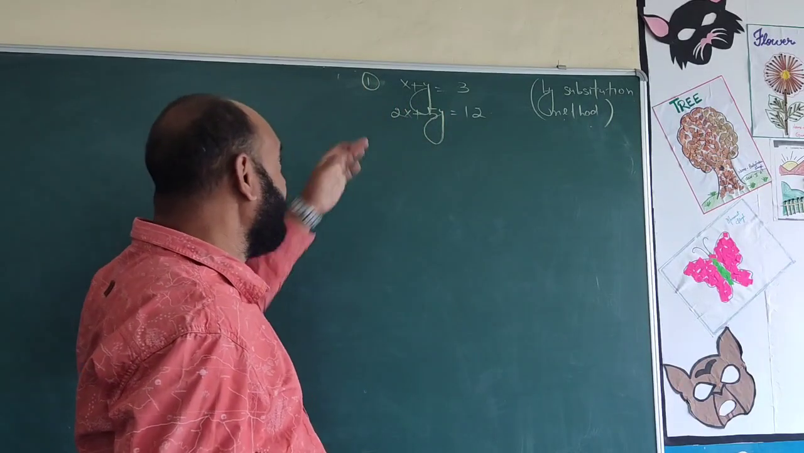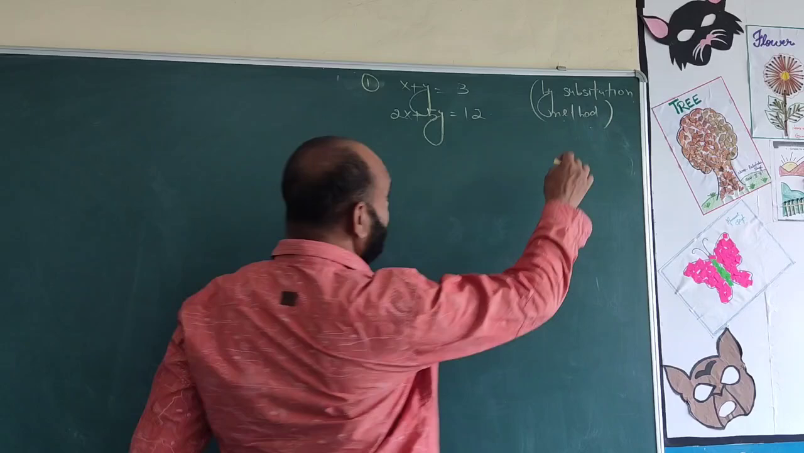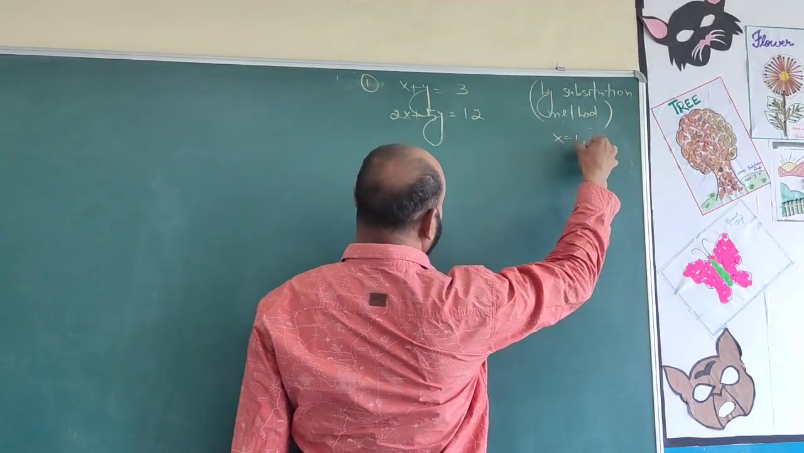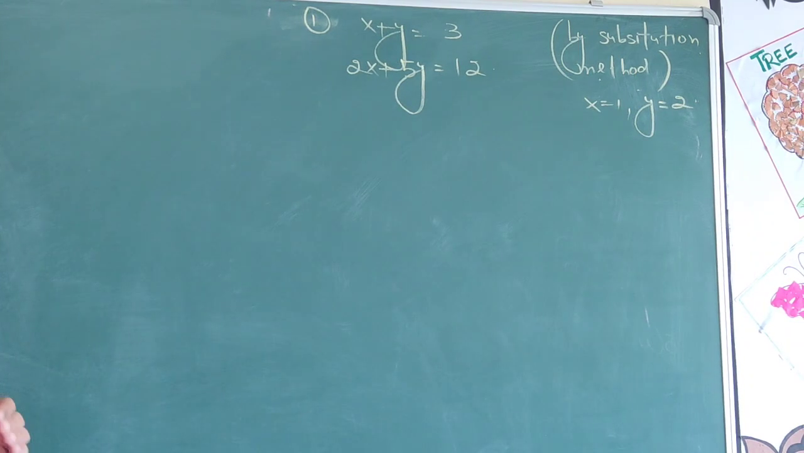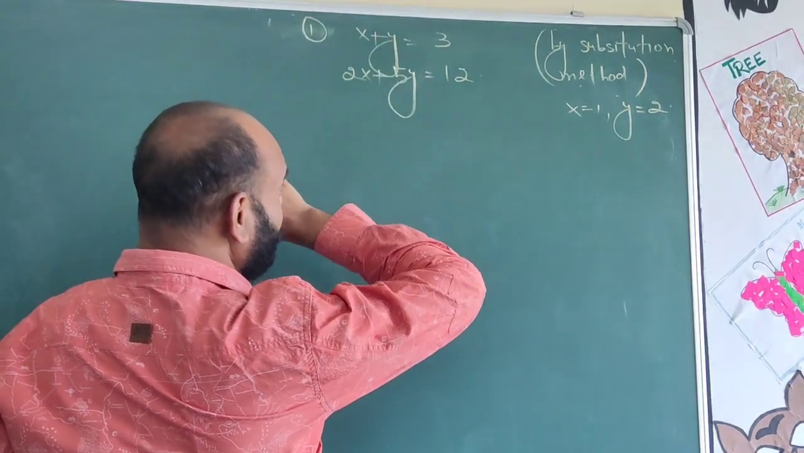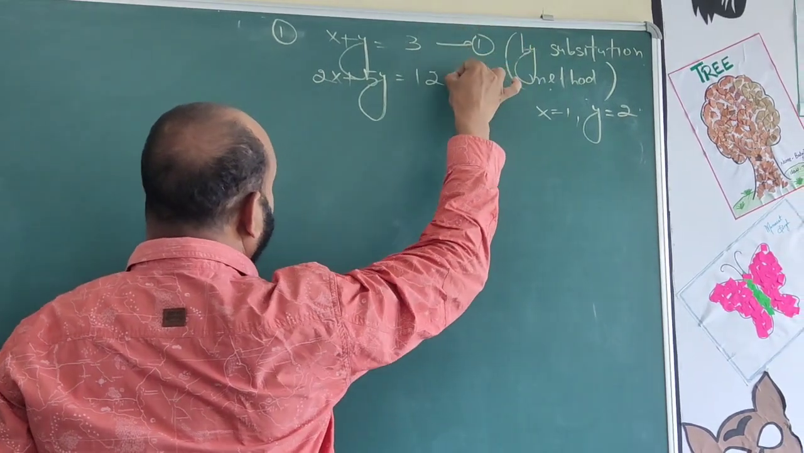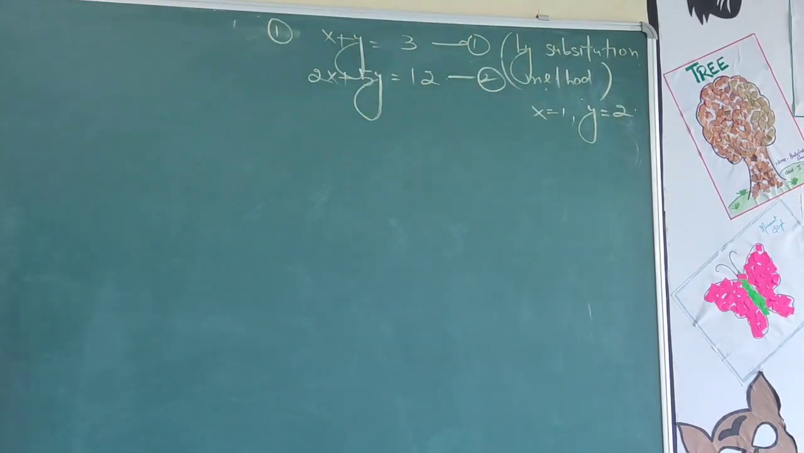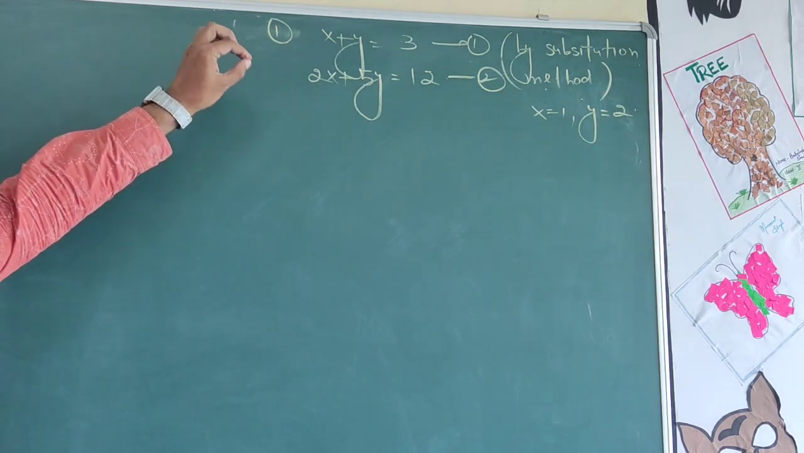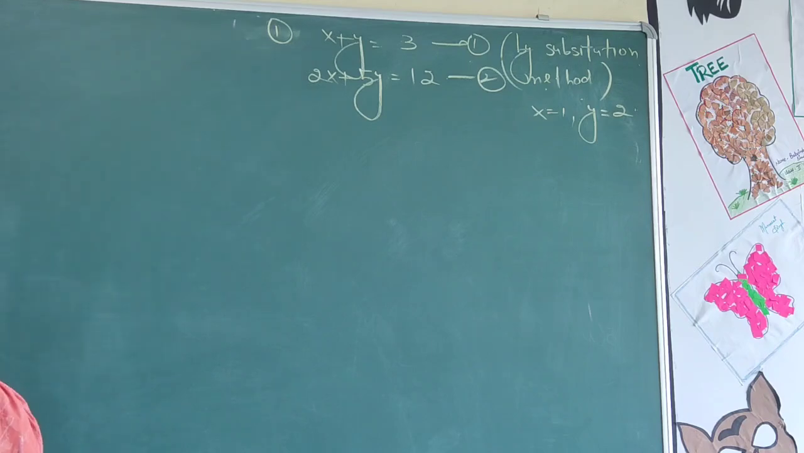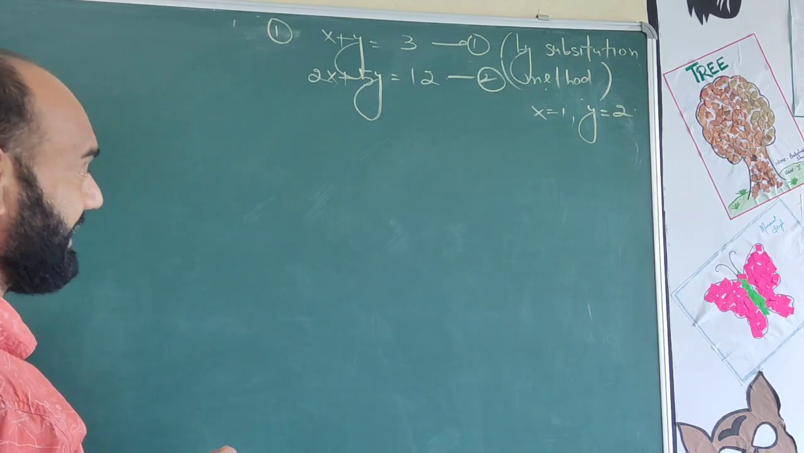When we solve this question graphically, the value of x is 1 and the value of y is 2. Now we solve this example by the substitution method. By the substitution method, we find the value of x or y from any equation and put it in another equation. So here there are two variables, x and y. First of all we find x or y from any equation, say equation 1, and then put it in equation number 2 and find the value of x and y.